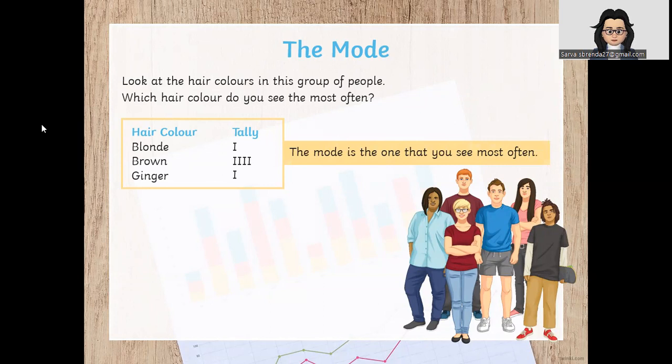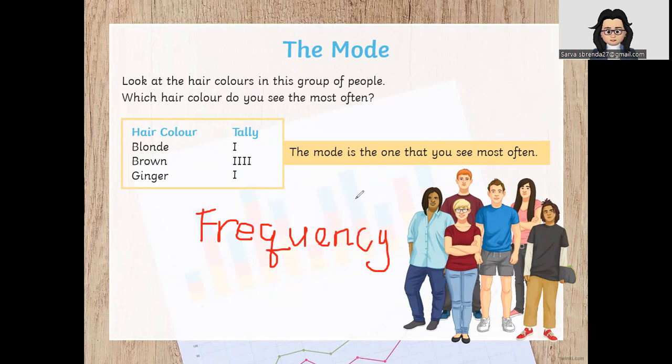Now, a lot of students may make the mistake of saying that the mode is 4. That's wrong. The mode is not 4. The mode is brown. In order for us to avoid making such a mistake, I want you to learn this word called frequency. Frequency comes from the word frequent. It's like how often you do something. For example, how often do you go to the toilet? How often do you drink water every day? So frequency comes from the word frequent, which means often.